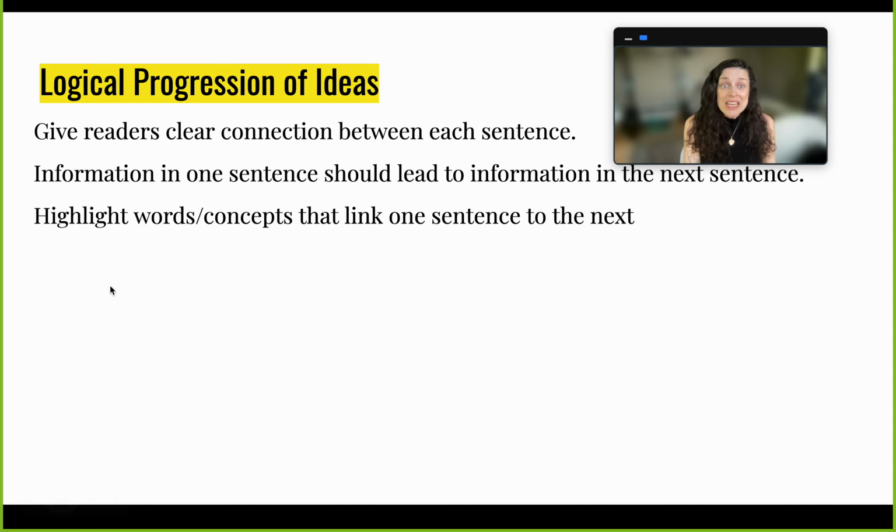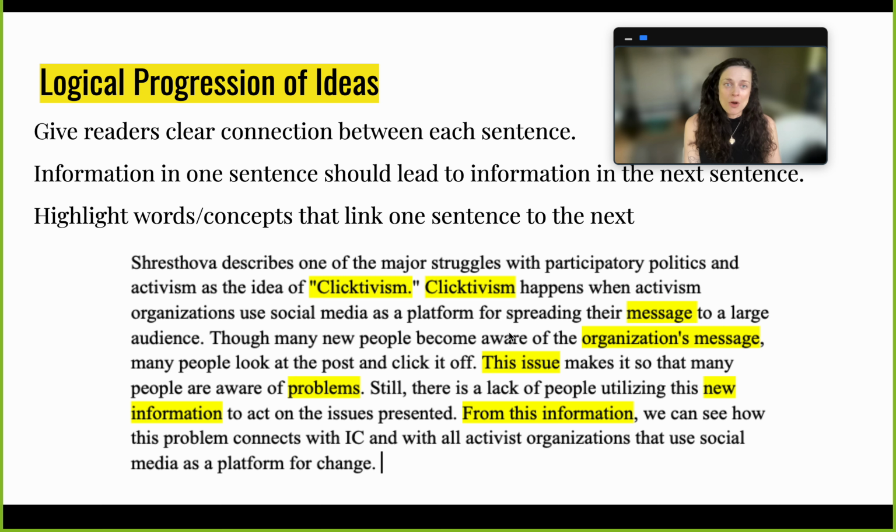So here's an example of a body paragraph about someone describing what's happening in an academic article they read. "Shrestova describes one of the major struggles with this politics is collectivism." Okay, so they introduce the idea of collectivism here, and then they pick up collectivism in the next sentence. So there is a connection there. "Collectivism happens when activism organizations use social media to spread their message to a large audience." Okay, "though many new people may become aware of the organization's message." Okay, so there's a connection between this sentence. They're talking about the message of an organization, and then this sentence also discusses the message of the organization. So you're seeing how each of these highlighted things show a connection between the sentences.